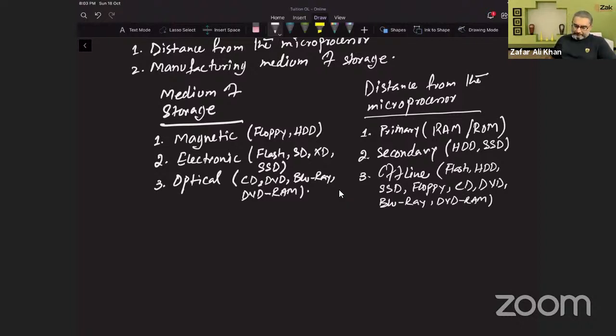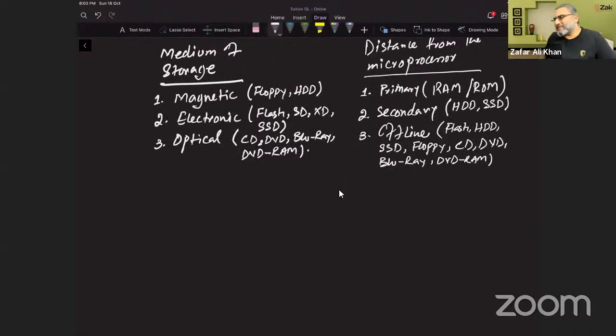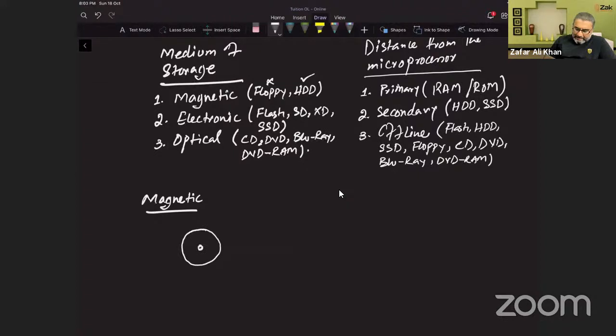Let's start with magnetic. And in magnetic, we don't actually study floppy, so we are just studying hard disk drive. Floppies are never asked for. So magnetic: a drive which is circular in shape with a hole in between. If you look at it from above, it would be a circular medium, which is hard, tough. And if you look at it laterally, from the sides, whatever, it is called a platter.